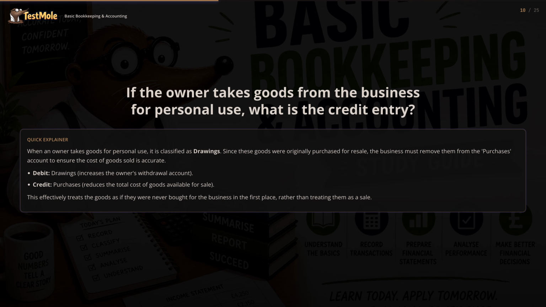Debit, drawings, increases the owner's withdrawal account. Credit, purchases, reduces the total cost of goods available for sale. This effectively treats the goods as if they were never bought for the business in the first place, rather than treating them as a sale.